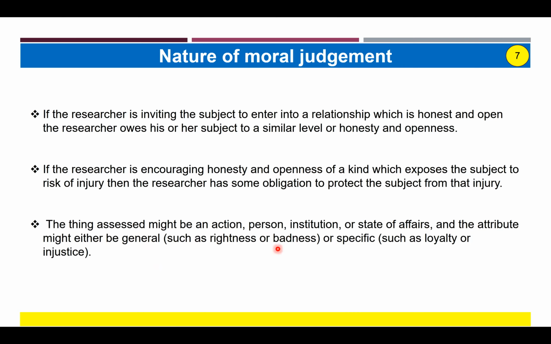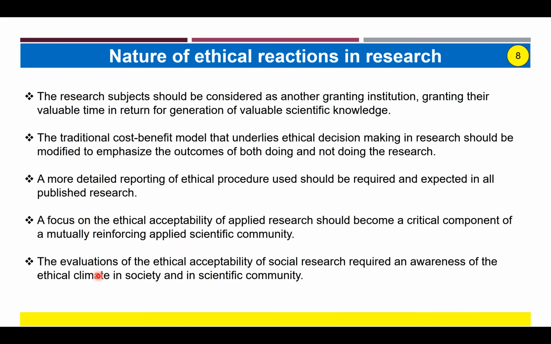There might be an action or person, an institution or state of affairs, and the attribute that might be either general or specific, right? If it is general, such as rightness or badness, or if it is specific, such as loyalty or injustice. So these are a few things on moral judgment.